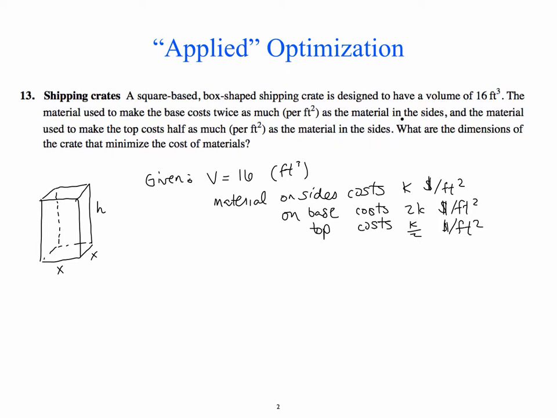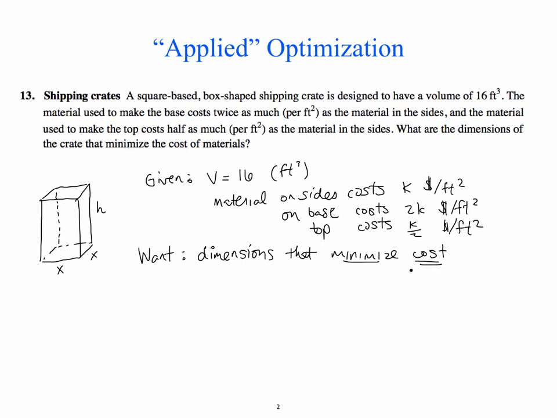Then I get to the last question, the actual question, and they say, what are the dimensions of the crate that minimize the cost of the materials? So we want dimensions. My final answer is going to look like the value of the length, the value of the width, the value of the height, okay, that minimize the cost, okay? So I'm underlining these things because that's what's going to help me figure out what to do, okay? So I'm trying to minimize cost.